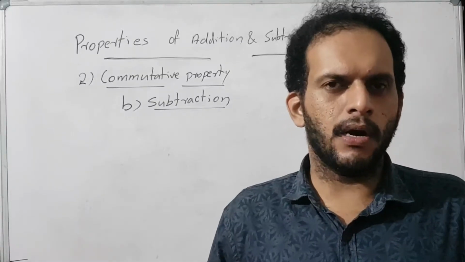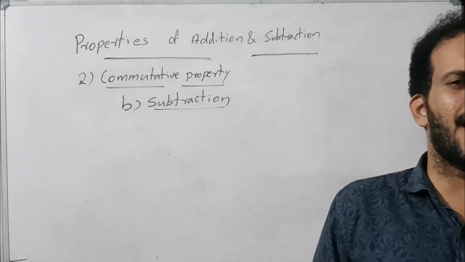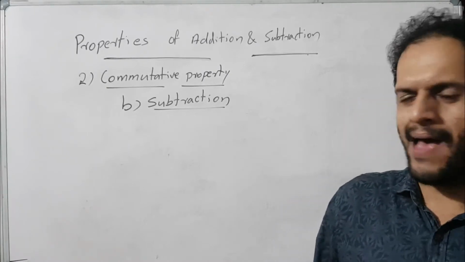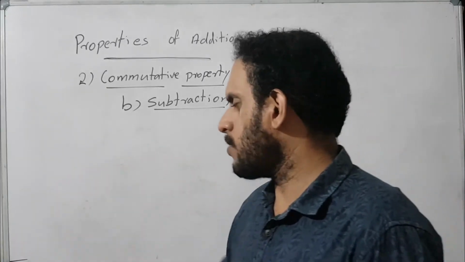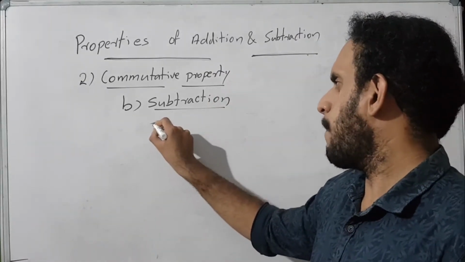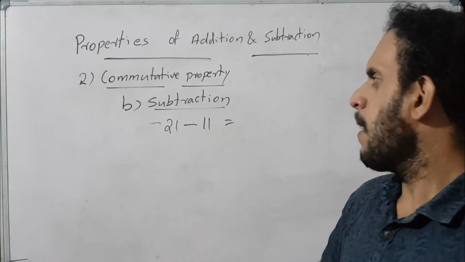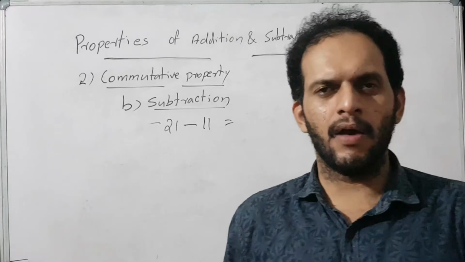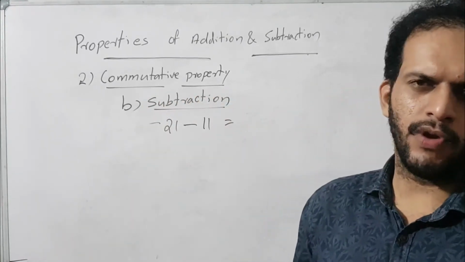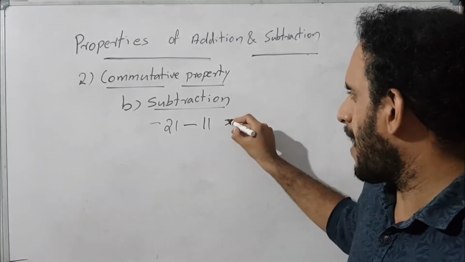Okay. Here we are discussing whether, in the case of subtraction, subtraction satisfies the commutative property or not. For that, as previously, how do we start? We take two integers. Then I choose the integers like this: minus 21 minus 11. We know the idea of how to subtract numbers, but we are not doing it like that.